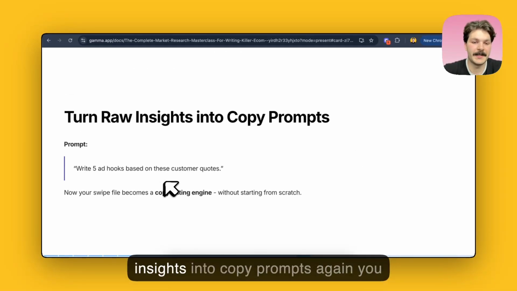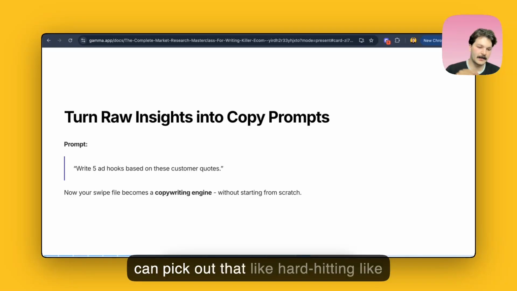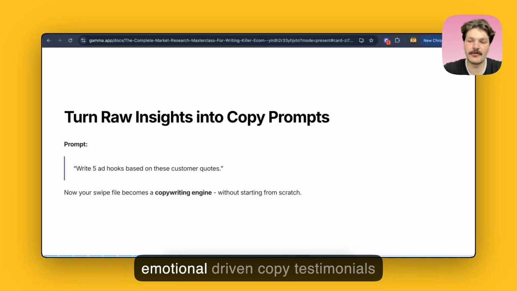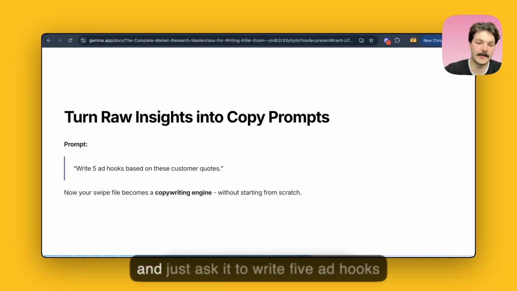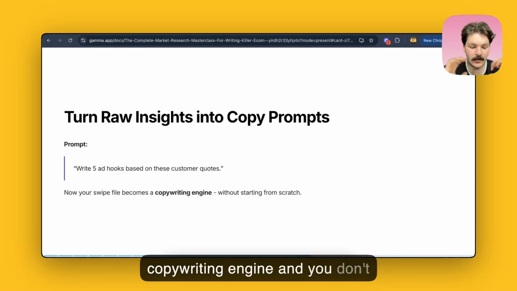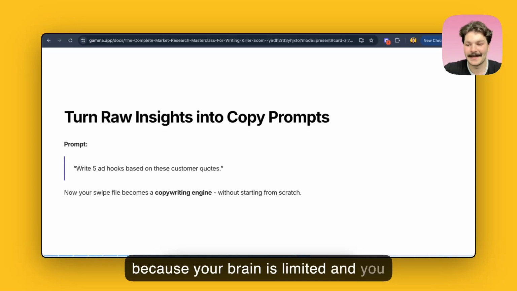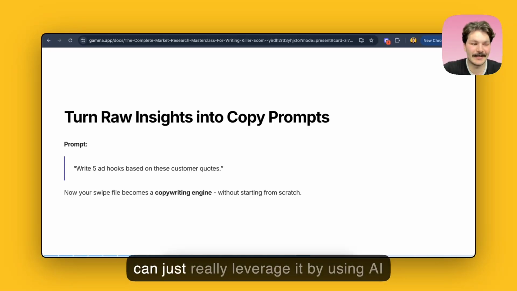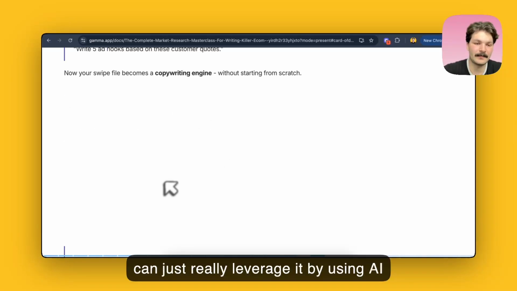You can turn raw insights into copy prompts. Again, you can pick out that hard-hitting, emotion-driven copy from testimonials and just ask it to write 5 ad hooks based on these customer quotes. You're turning the swipe file into a copywriting engine, and you don't need to start off from scratch, because your brain is limited, and you can really leverage it by using AI.